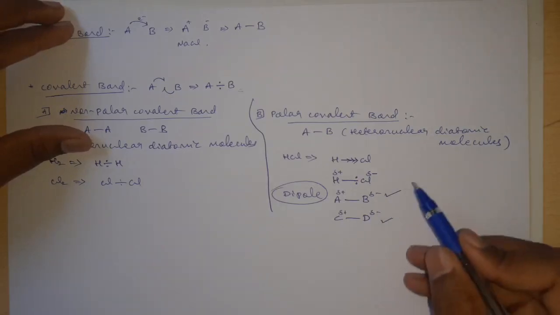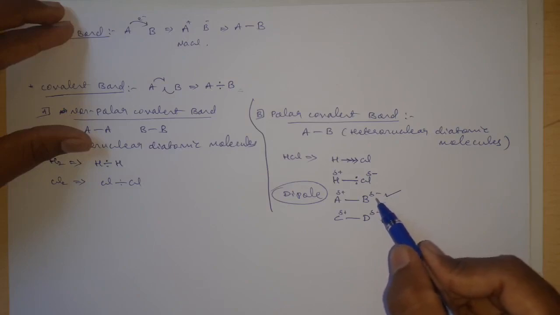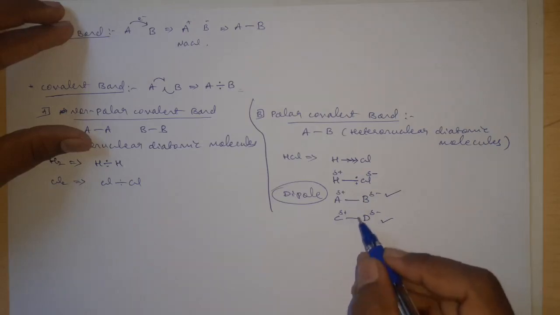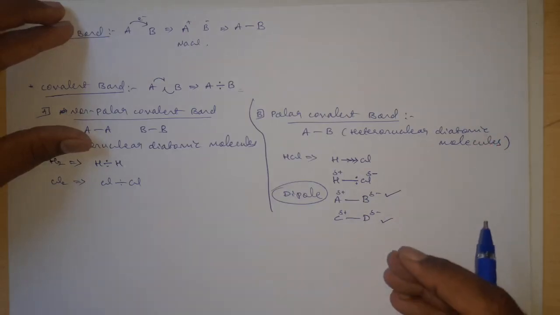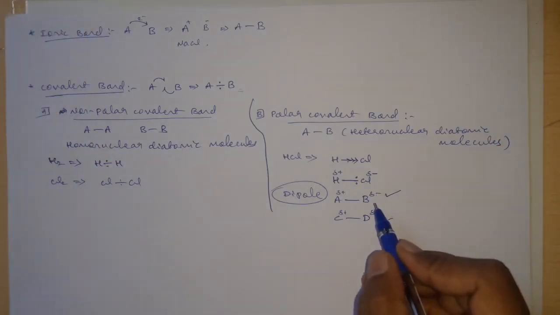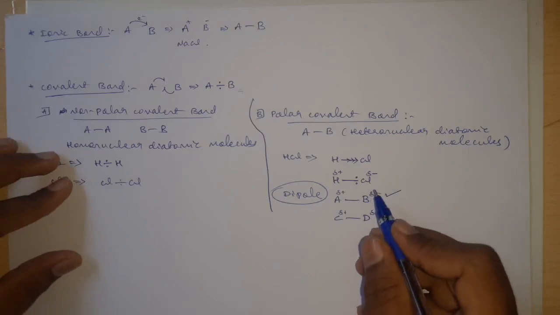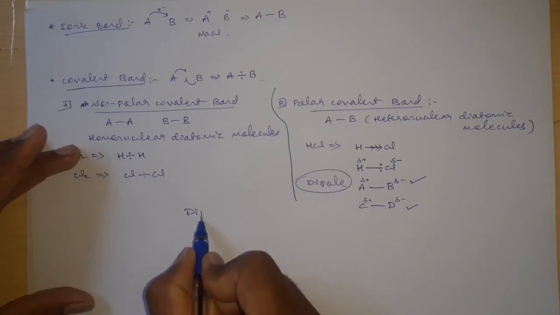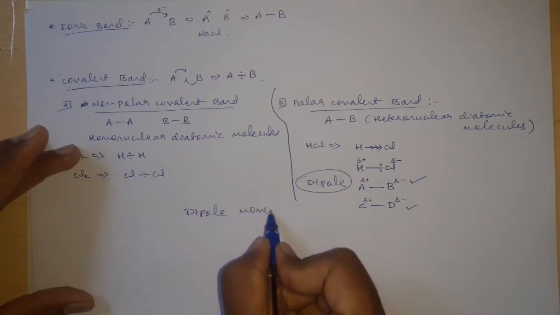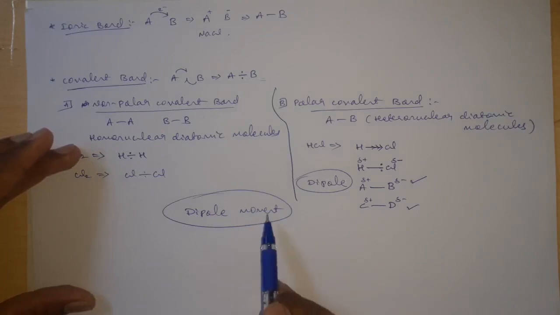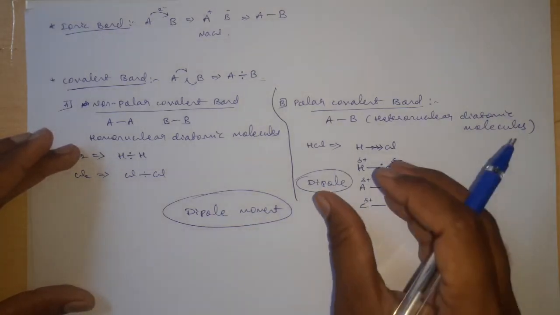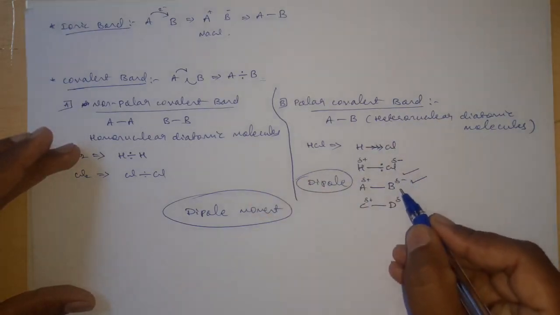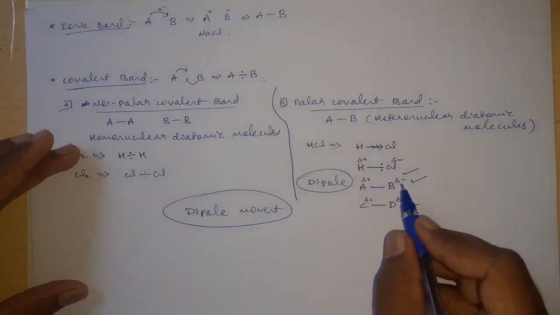This is also polar and this is also polar. Then how can you say how much polar this AB is as compared to CD, or in these two which one is more polar, which one is less polar? To determine the magnitude of polarity induced in polar covalent molecules, one unit exists, that is dipole moment. This dipole moment is a quantity or a parameter which will determine the polarity in polar covalent molecules.